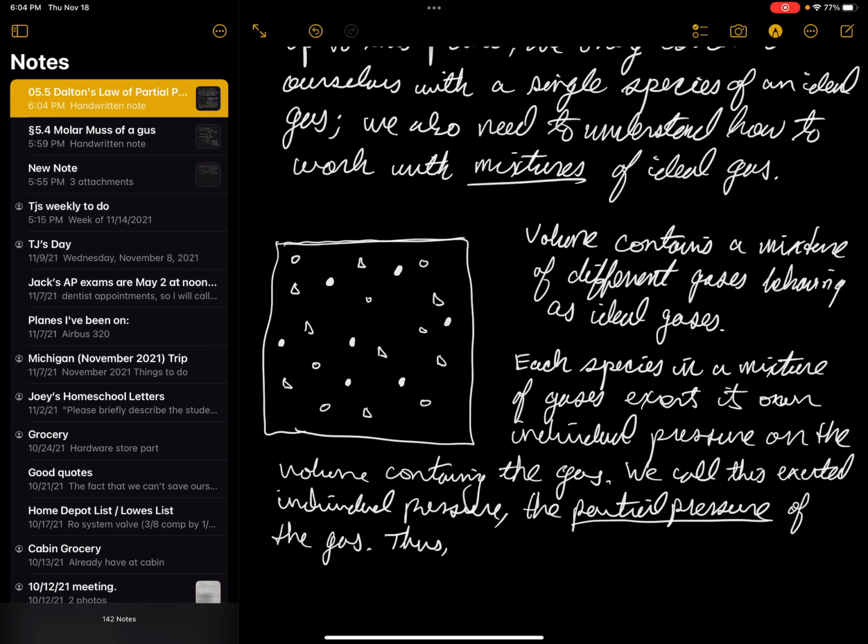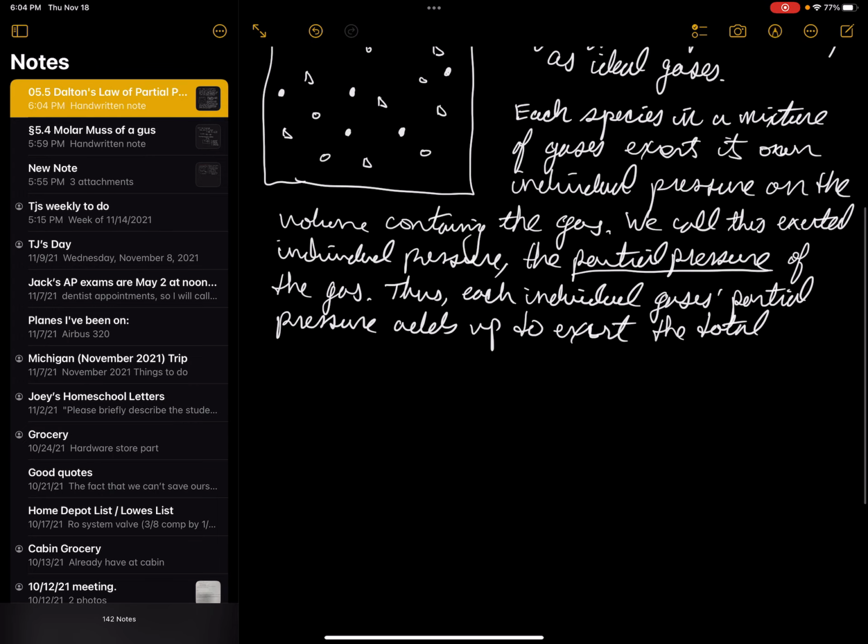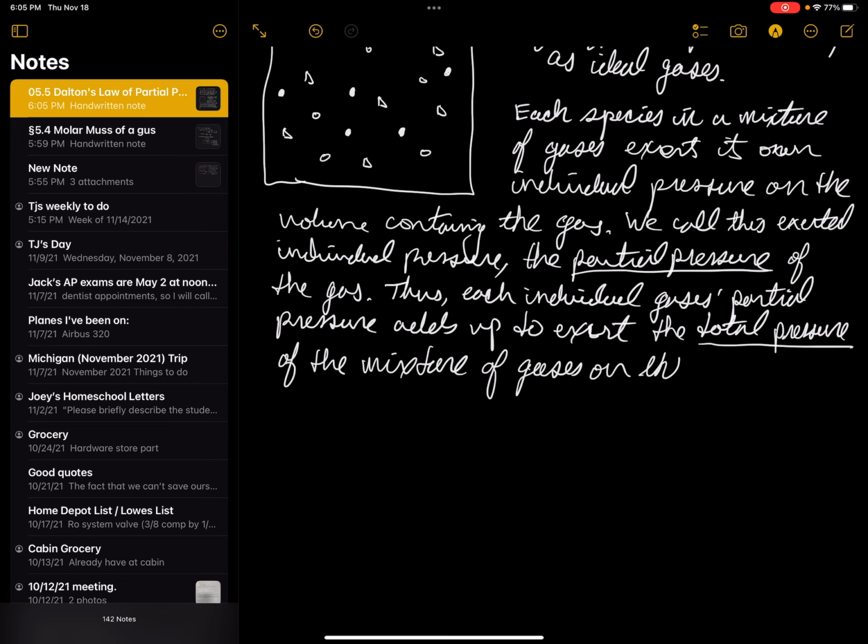Thus, each individual gas's partial pressure adds up to exert the total pressure of the mixture of gases on the volume.